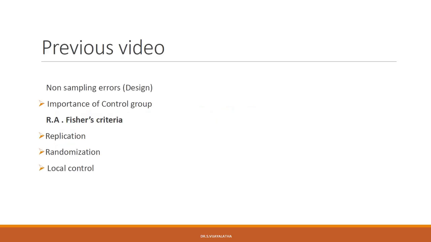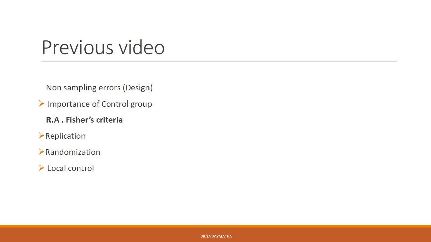A quick recap. A good experimental design is necessary to reduce the non-sampling errors. For a good experimental design, the three criteria laid down by R.A. Fisher, replication, randomization and local control have to be incorporated in the design. It is also necessary to include a control group in the design of the experiment.